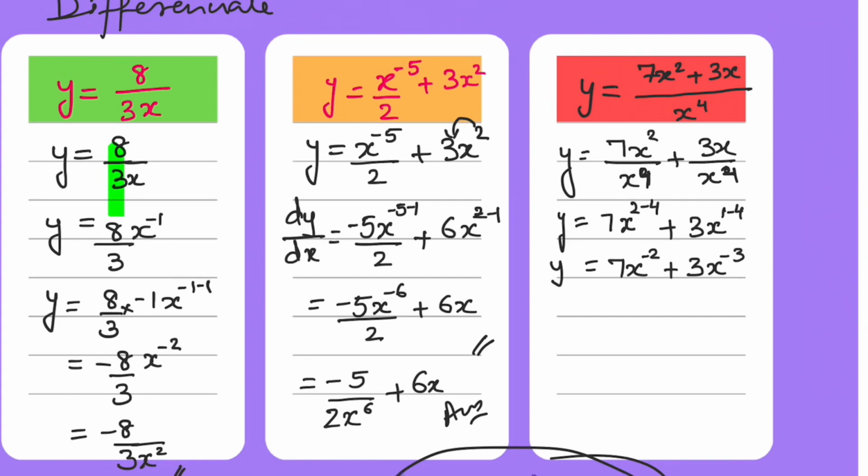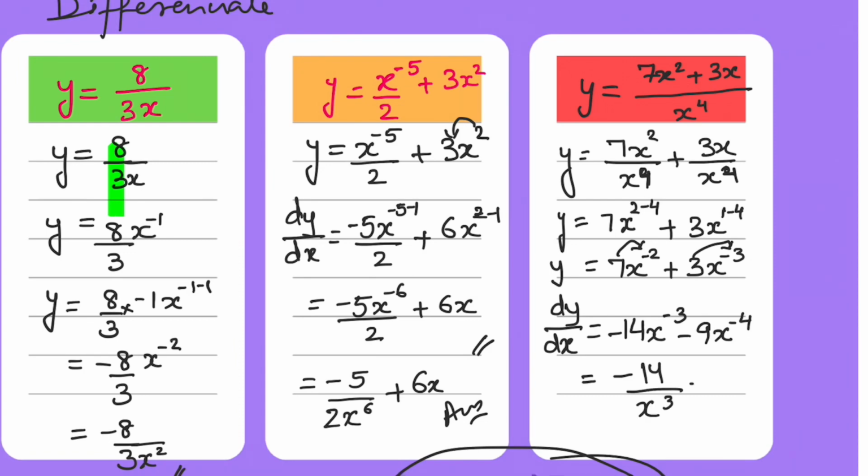And now we will differentiate. So we will have dy over dx is equal to 7 times minus 2 is minus 14 x, and then minus 2 minus 1 is minus 3, plus 3 times minus 3 is minus 9. So we can straight away write it as minus 9x, and minus 3 minus 1 is minus 4, right? Now if we make the powers positive, it's going to be minus 14 over x to the power of 3 minus 9 over x to the power of 4.